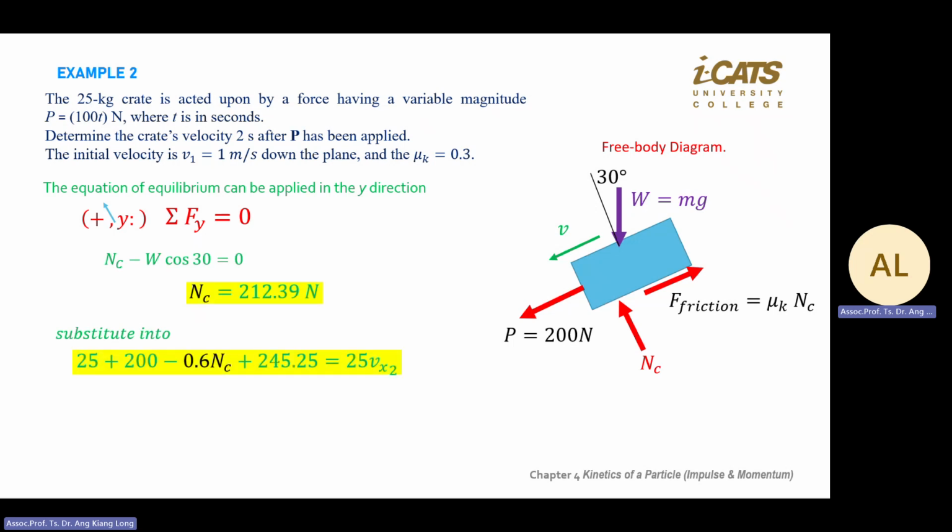Once you do, you get your NC, you substitute back into the previous equation, and you get your Vx2. This is a bit of a tricky part. Every time in chapter 4, you might need to recall the equation of equilibrium when you solve. It means you can use all the force in x equals 0 or all the force in y equals 0. In this case, you use all the force in y equals 0 because the object does not fly up from the surface.